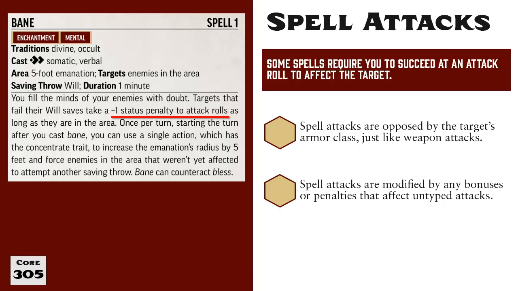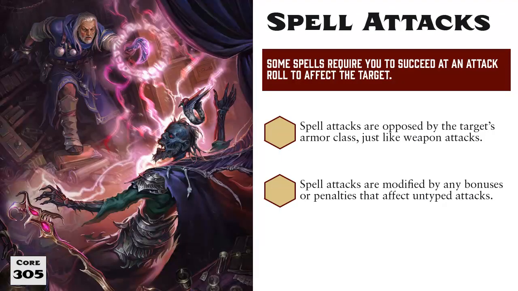Whatever effects say that they modify just attacks without specifying a specific type of attack affect spell attacks too. But if the effect calls out a specific type of attack, like weapon attacks, then obviously those would not apply to spell attacks. Now, one specific penalty that definitely needs to be discussed is the multiple attack penalty.